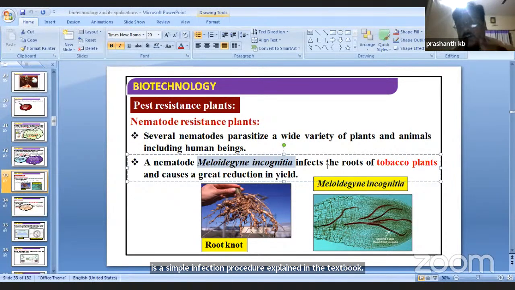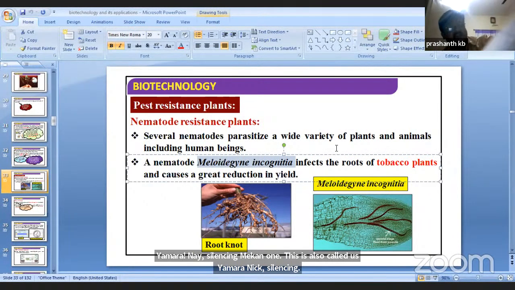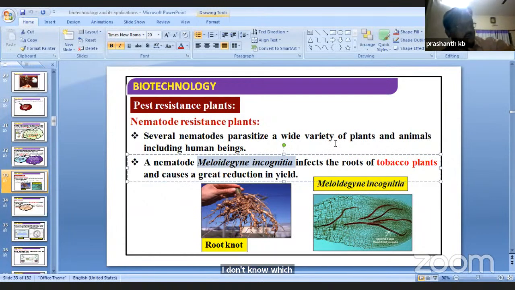Now, how to overcome this infection? RNA interference technique. A 3 marks question they will ask. Okay. Or mRNA silencing. Make a note. This is also called as mRNA silencing. I don't know which page. Actually, page number 209. There is one word called RNA silencing they have given. I cannot find it, but it is there. Or they will call it silencing technology.